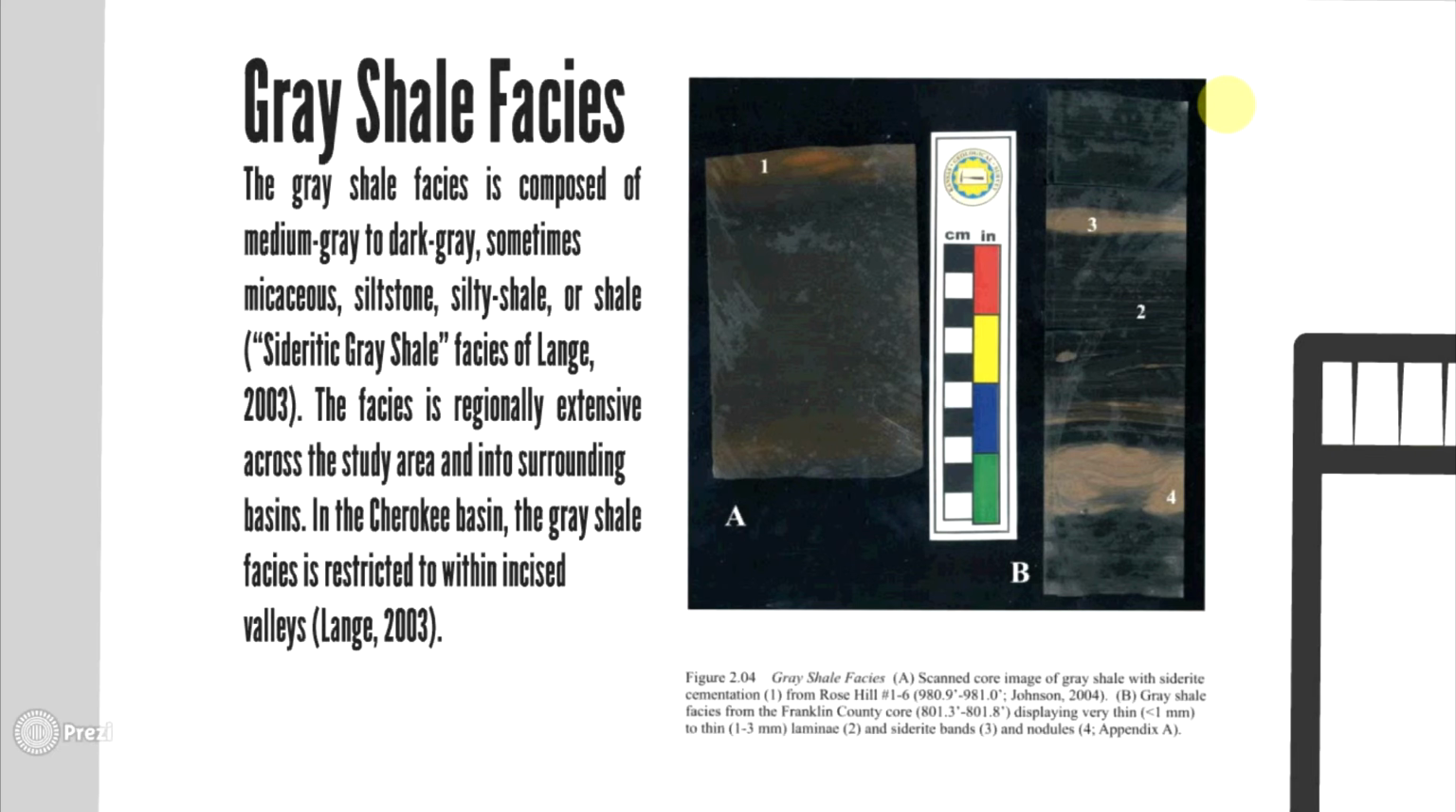In picture A, scanned core image of gray shale with sideritic cementation, number 1, from the Rose Hill. Section B, gray shale facies from the Franklin County core, displaying very thin to thin laminae, number 2, and siderite bands, number 3, and nodules, number 4.